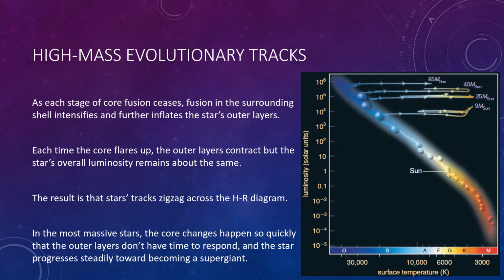In the most massive stars, the core changes happen so quickly that the outer layers don't even have time to respond, and so the star progresses fairly steadily toward becoming a red supergiant. So you can see how it comes almost straight off of the HR diagram. It doesn't even have time for the outer edges of the star to react to what's going on in the core, so it just progresses straight over. So this just shows you the quick evolutionary tracks of such stars.